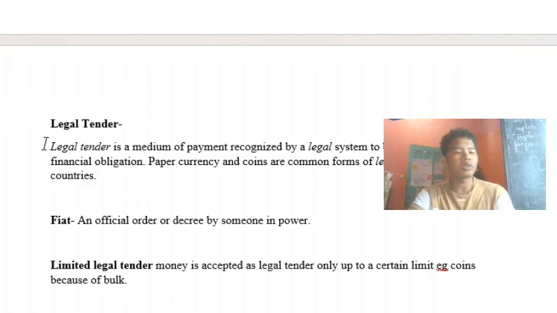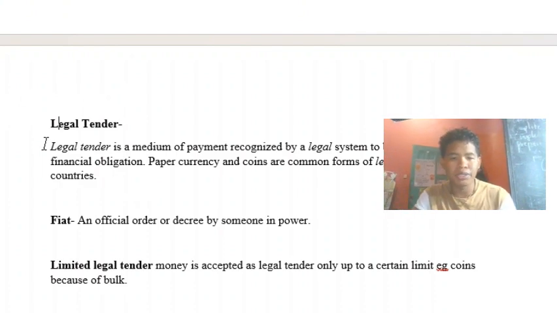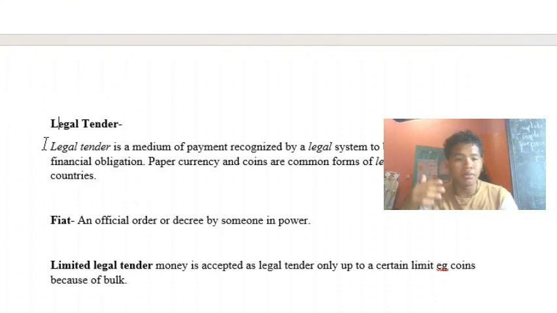So let's look at some of the terms associated with money. The first term we have off the bat is legal tender. Legal tender is a medium of payment recognized by a legal system to be valid for meeting a financial obligation. Paper currency and coins are common forms of legal tender in many countries, meaning that we utilize it to exchange goods, or to purchase our essential goods and services.